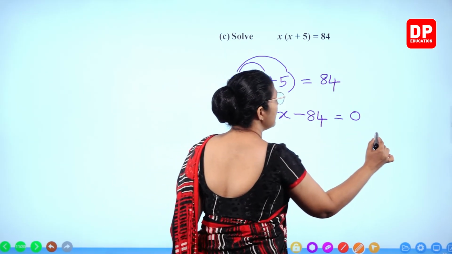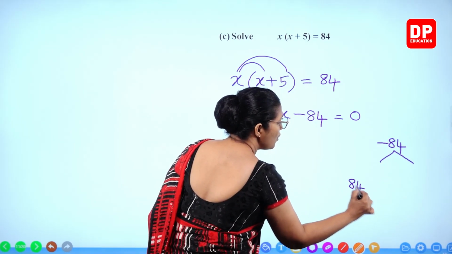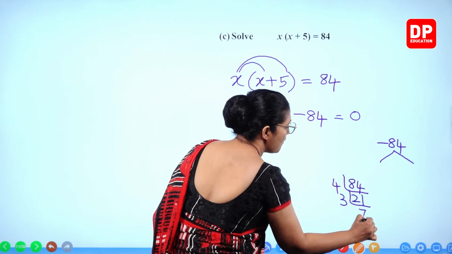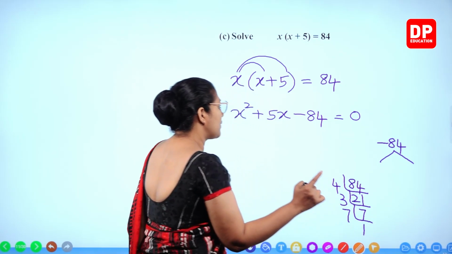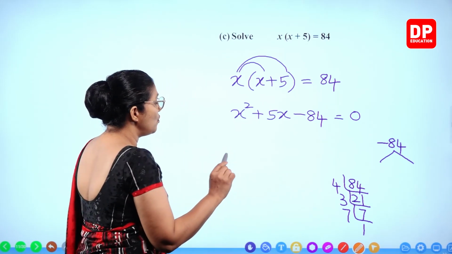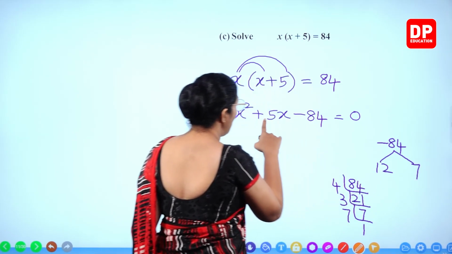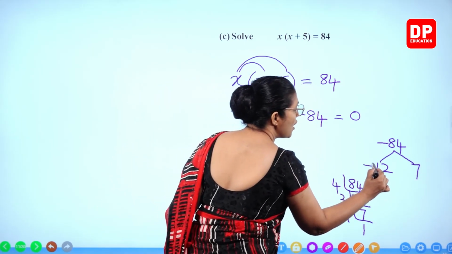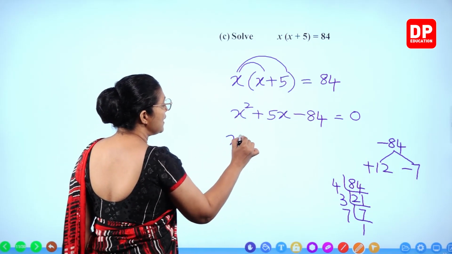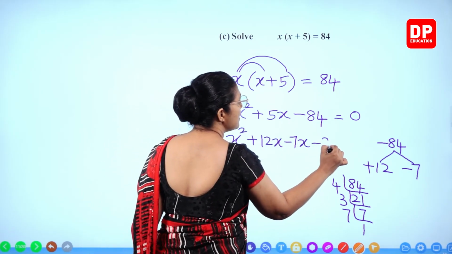Now let's take minus 84 and find out the factors. 84, you can divide by 4, 21. 3, 7. So what are the factors to get 5 here? 12 and 7. When you take 12 and 7, you get 84. But the middle term is plus 5. So one should be plus 12 and the other one should be minus 7. So now split the middle term to 12x and minus 7x.